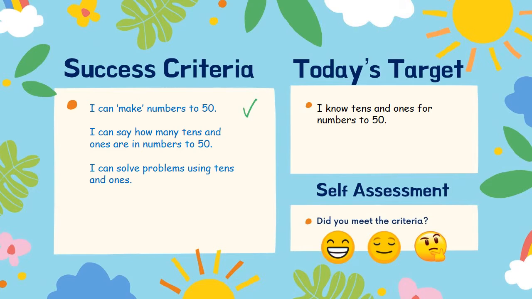The aim of today's lesson is I know tens and ones for numbers to 50. By the end of the lesson, you will be able to make numbers to 50. You will be able to say how many tens and ones are in numbers to 50, and you'll be able to solve problems using tens and ones.